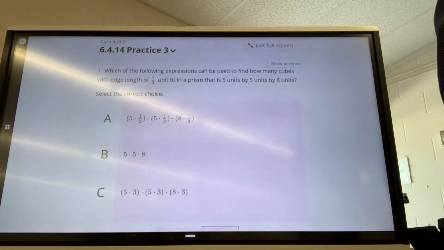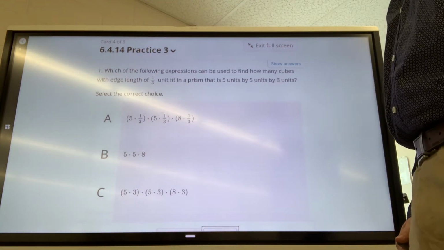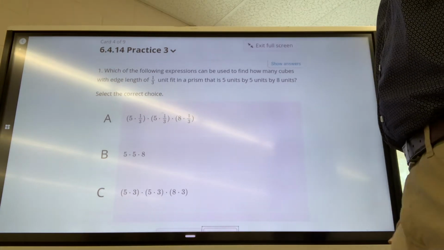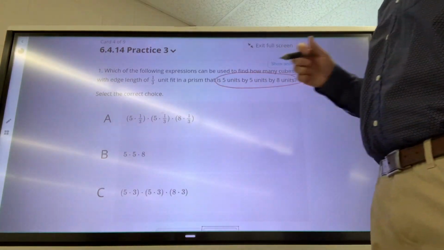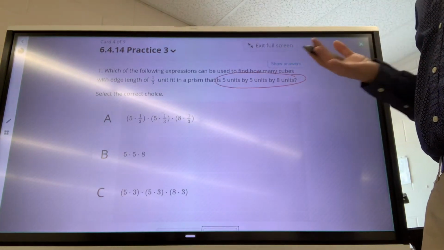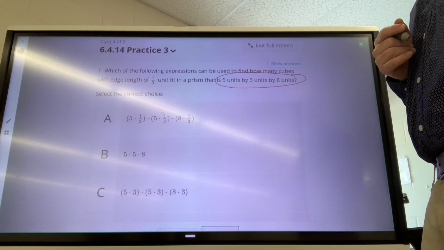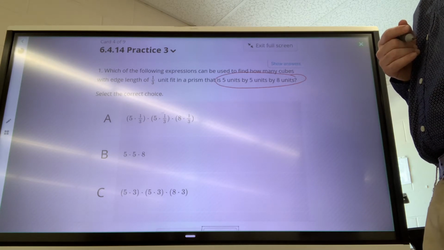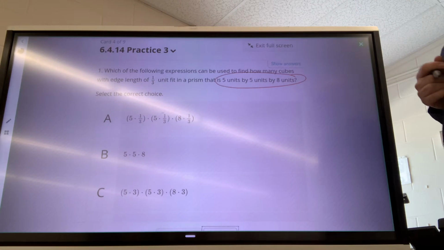All right, which of the following expressions can be used to find how many cubes with an edge length of 1/3 would fit in the prism that is 5 by 5 by 8? So again, I would find the volume of this prism first, or at least look for one of these expressions where that happens, and then think about how many 1/3 units would fit in there. You might want to try to solve it and then go back and look. It's up to you.